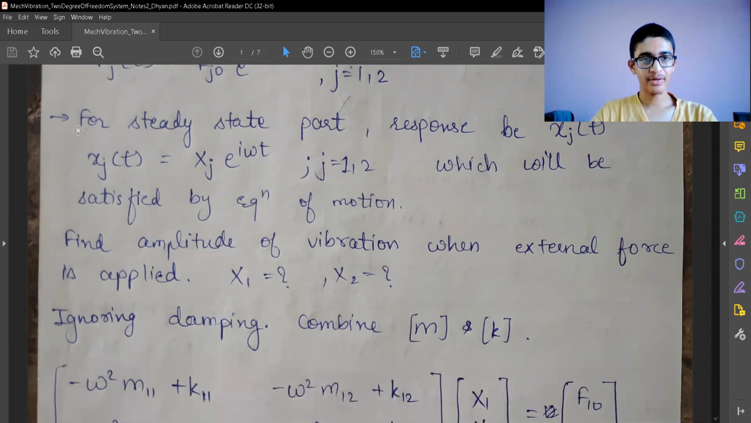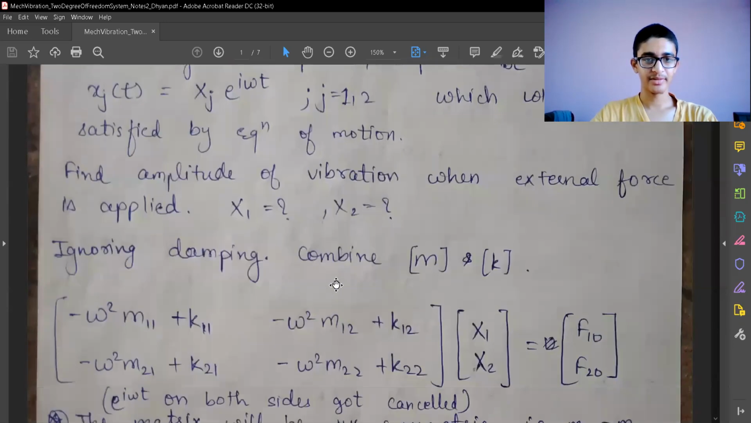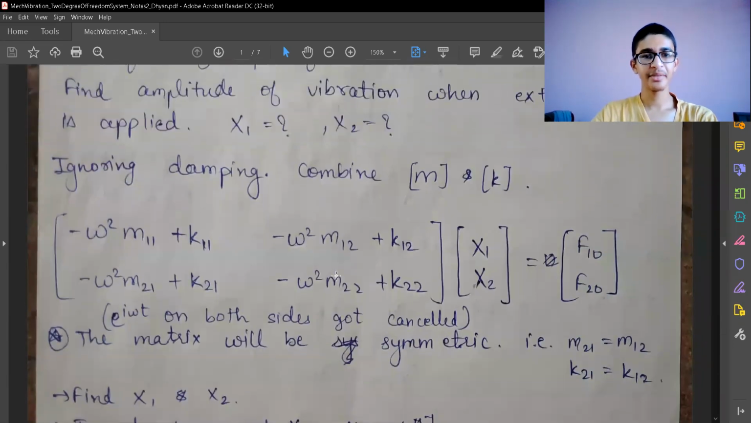And now since we have assumed that this is the steady state part of my response of x, and this needs to satisfy the equation of motion, we will substitute it. Then we need to find the amplitude of vibration when external force is applied. So our aim is to find X1 and X2. That was our aim in the earlier case also, but there we were getting the relation between X1 and X2 in the normal mode states, and given any initial conditions, we can explicitly find the values of X1 and X2.